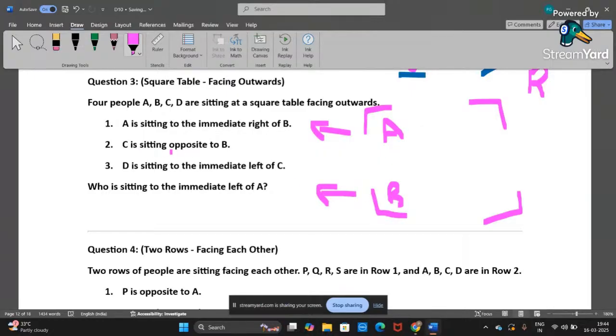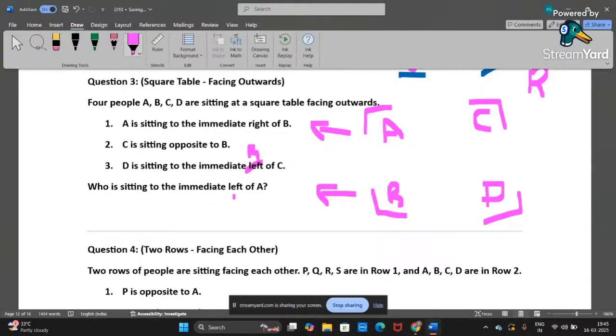C is sitting opposite to B. D is sitting to the immediate left of C. See, this should be D is sitting immediate right of C, but they have given left. This should be right here.